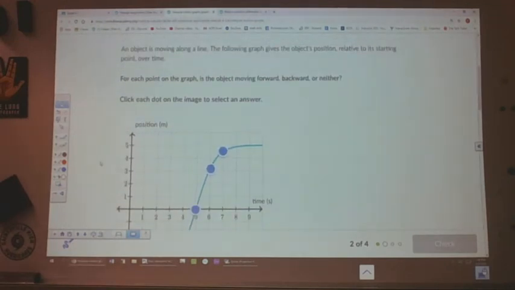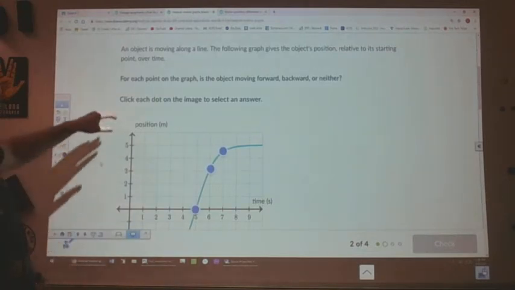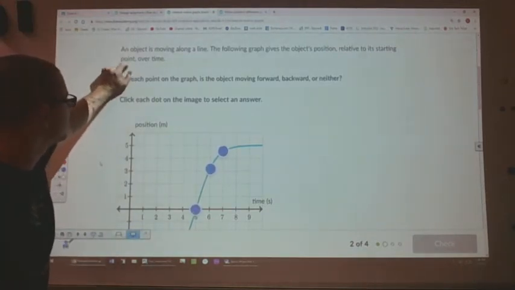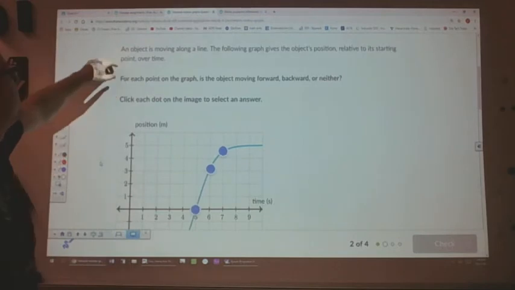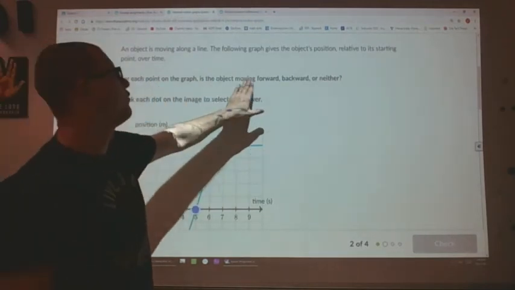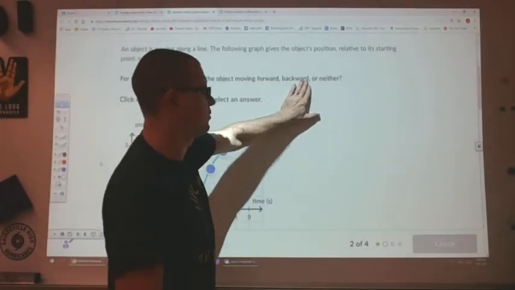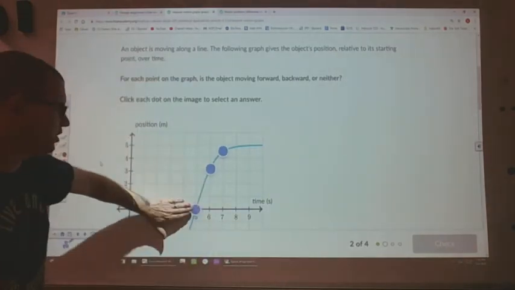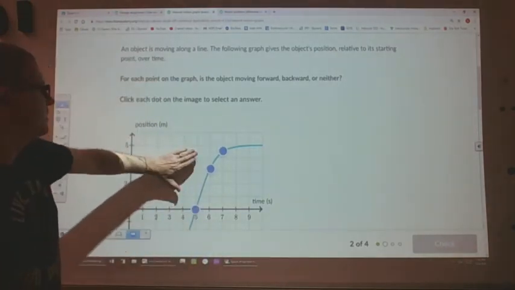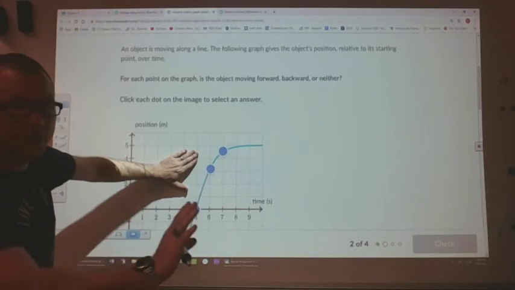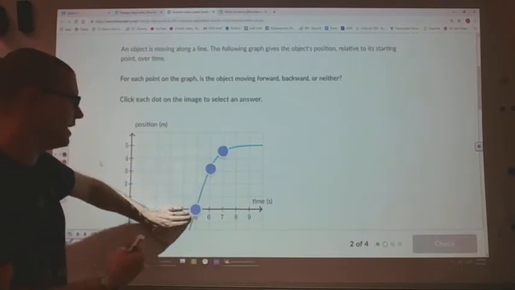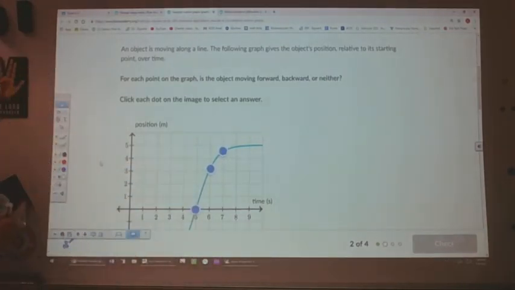An object is moving along a line. The following graph gives the object's position relative to its starting point over time. For each point on the graph, is the object moving forwards, backwards, or neither? So now we have the position. If position is positive, he is moving away from the object. If the position is negative, he is moving towards it, so again, forwards and backwards.